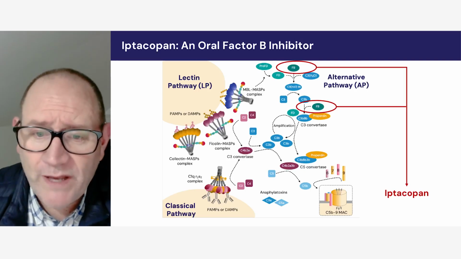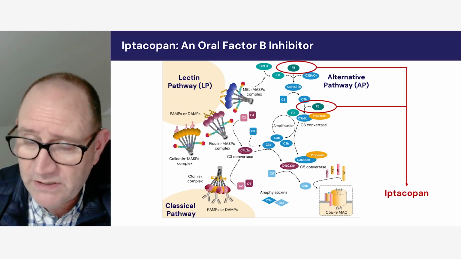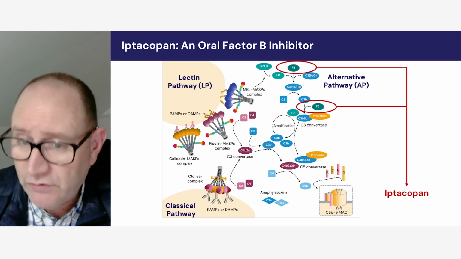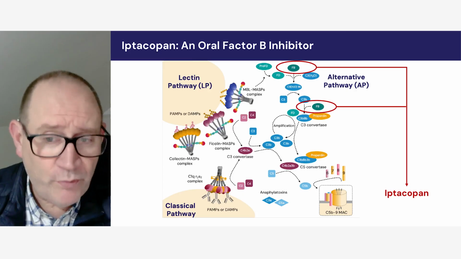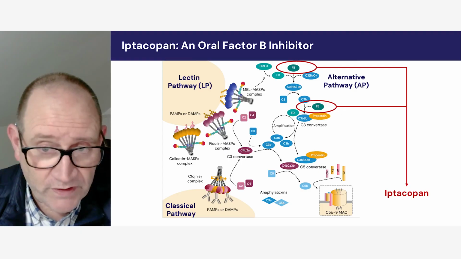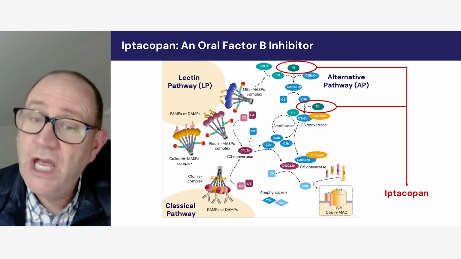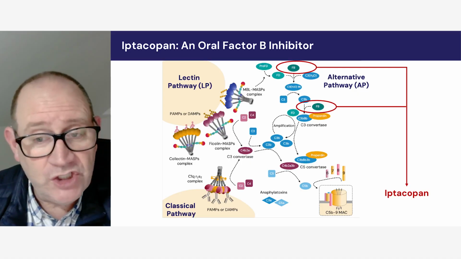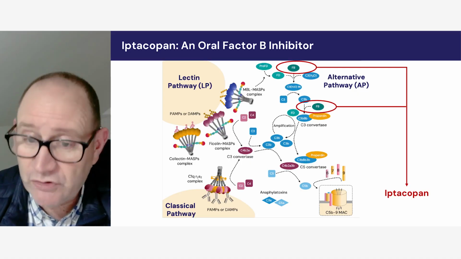So let's first talk about iptacopan. This is a small molecule oral factor B inhibitor that blocks activation of the alternative pathway. At the moment, it is the only approved complement inhibitor for the treatment of IgA nephropathy. It's approved in the United States and in China. And we are at the moment waiting to see GFR data, and the hope is that this drug will be approved in other territories soon.